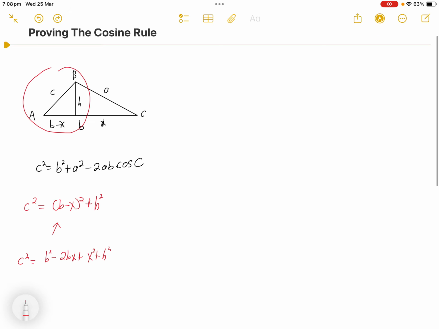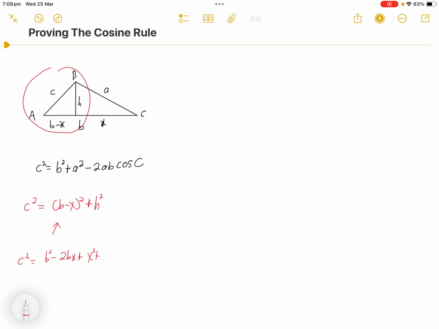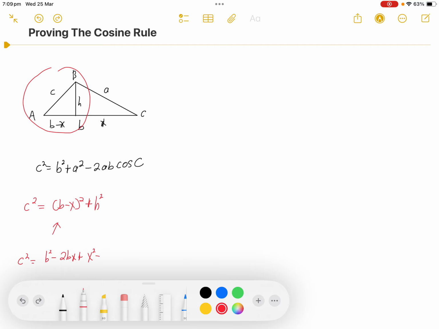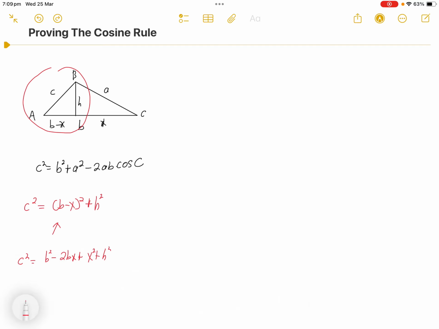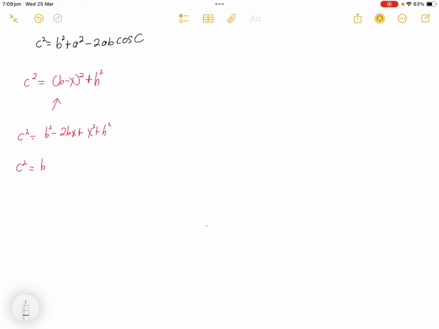But here's the trick. We're going to use the other triangle. Oh wait, let me get this off. We're going to use the other triangle in order to perform substitution, because that is the only way we can match this formula right here. So c squared equals.